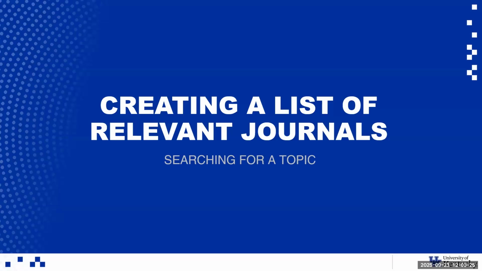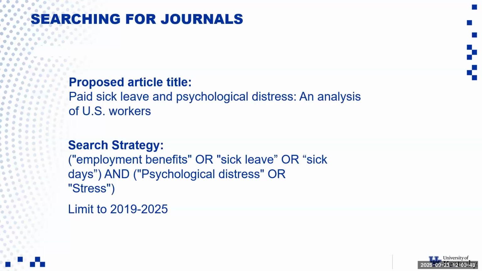So as you can imagine, the first step in choosing where to publish is to create a list of journals that are relevant to your discipline or your research topic. So we're going to cover a few different options for creating that list. And the first option is going to be searching for a topic. You can create a search strategy, if you don't already have one, to find journals on your topic. And so then you can find articles that have already been published on your topic.